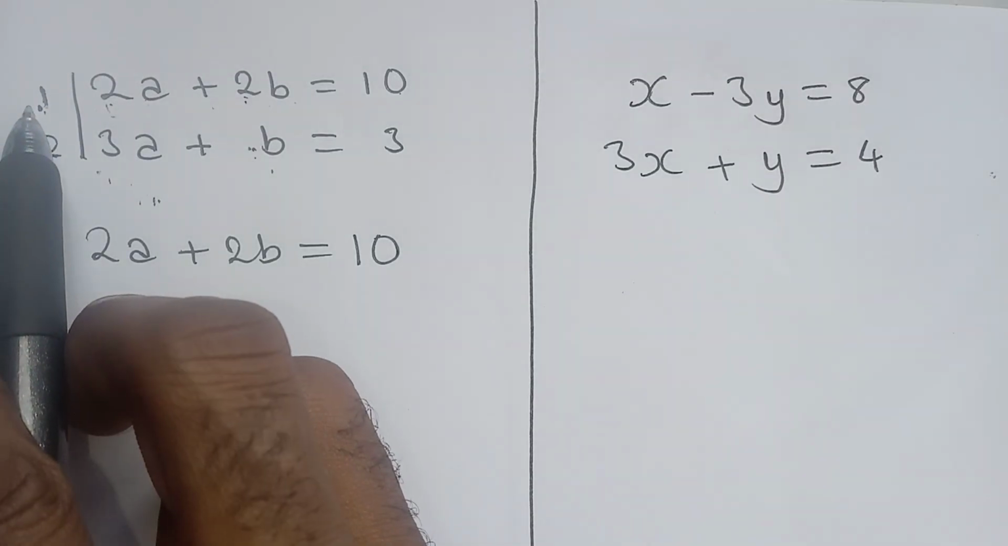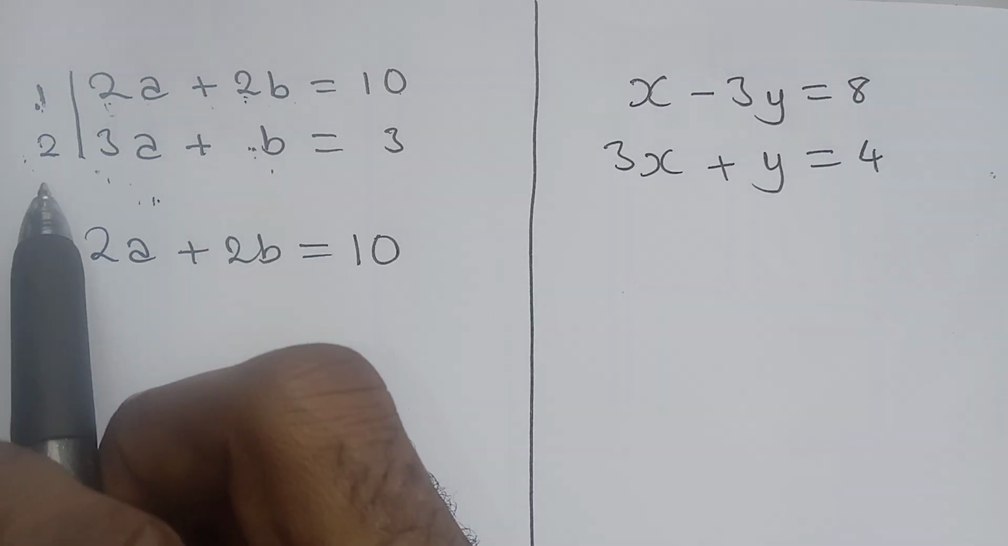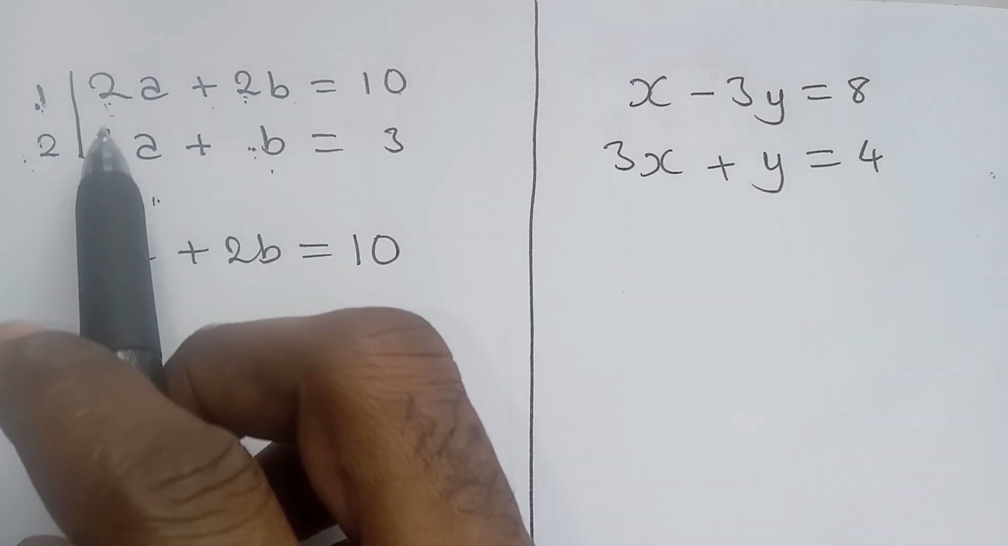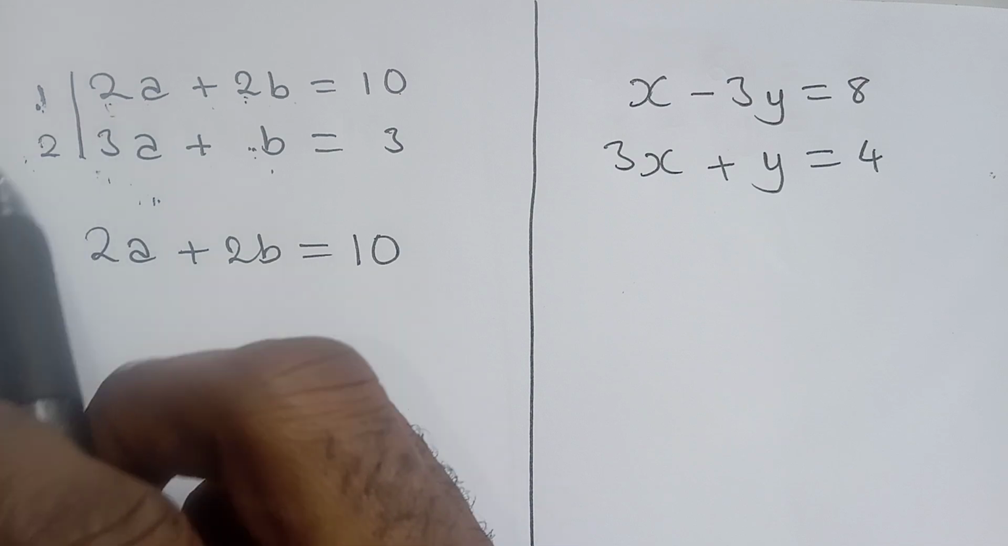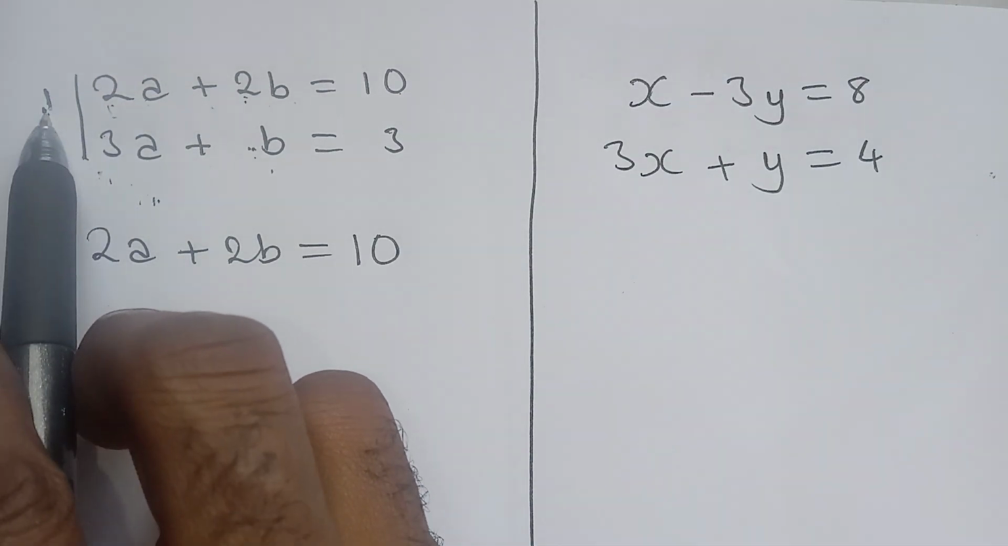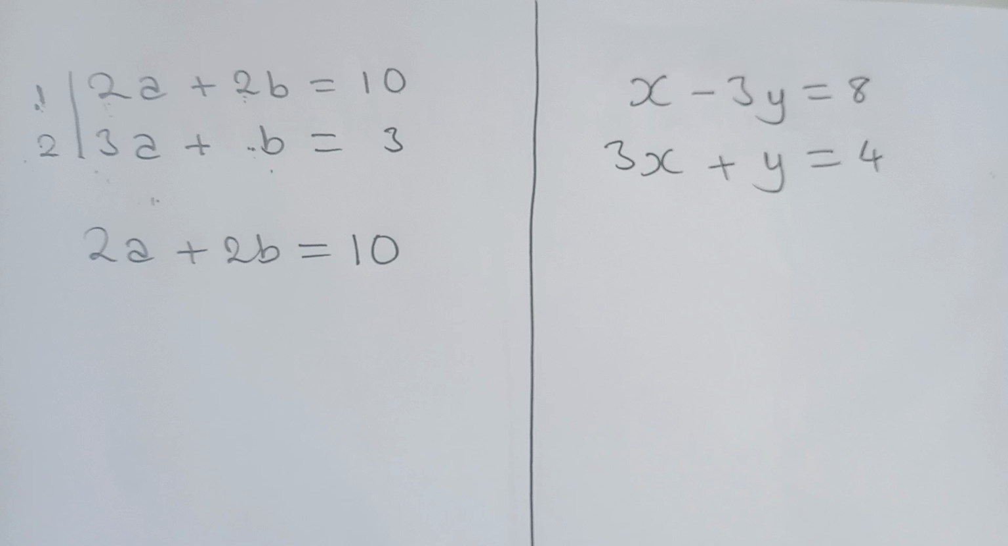So that makes 1 an excellent choice. If I had picked 3 and 2, then this would be like 3 times this, 3 times this, 3 times that, which would have made the work even harder.